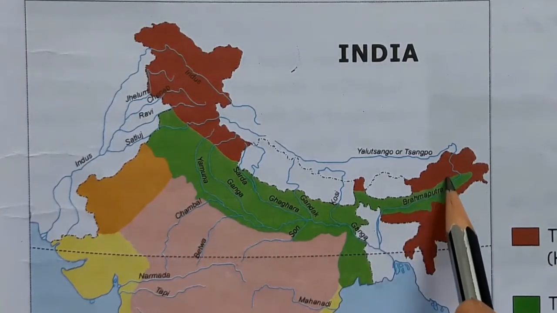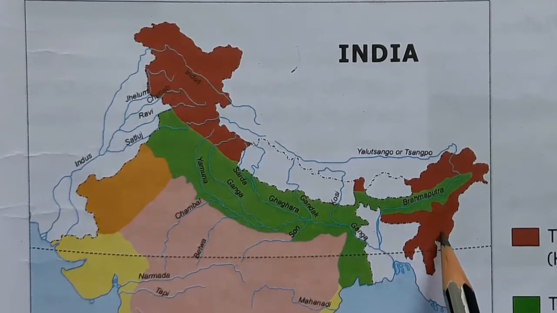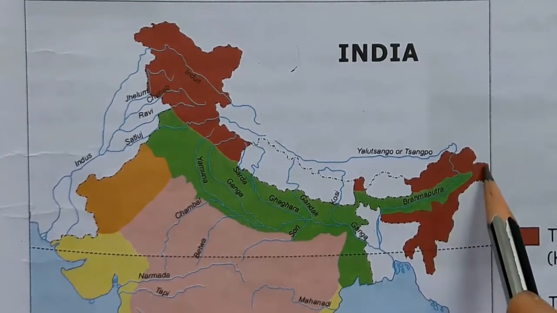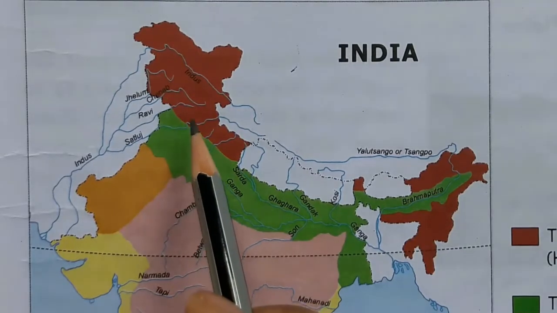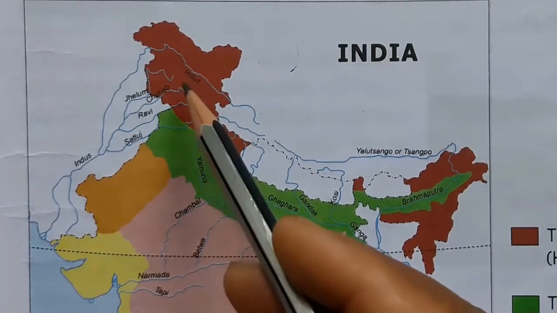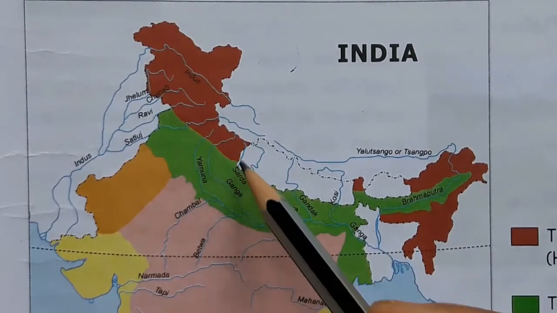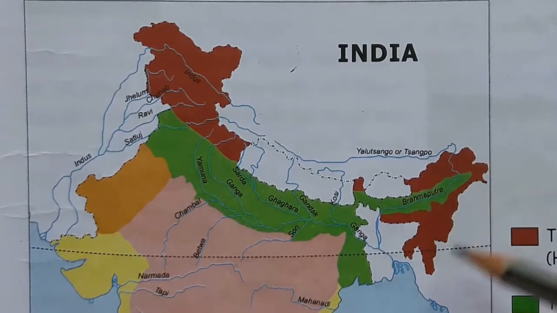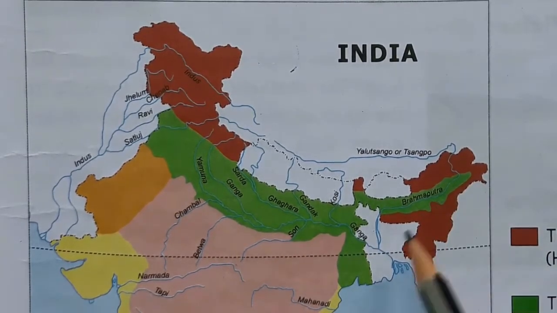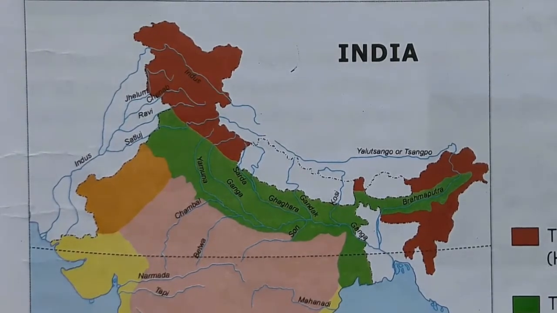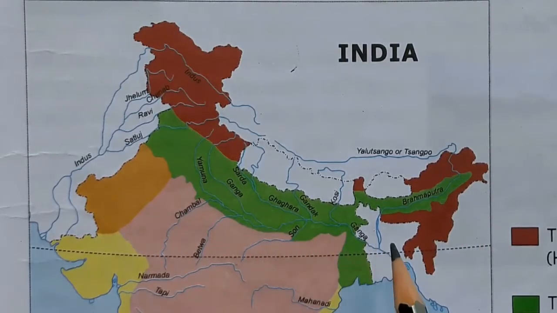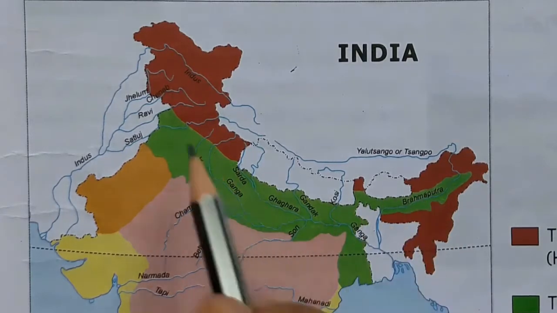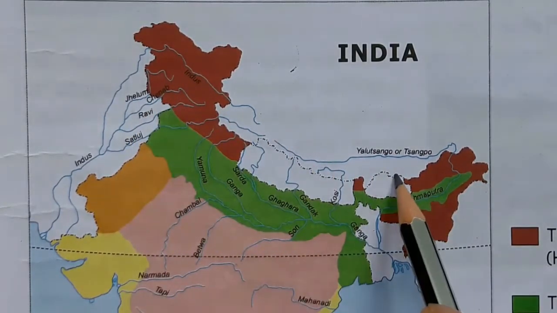This all comes under the northern mountains, the Himalayas. It includes parts of Jammu and Kashmir, Himachal Pradesh, Arunachal and the northeastern part, except Assam. Here you will find the highest mountain or highest area on the earth. So the Himalayas include the north, northwest and northeast part of our country.